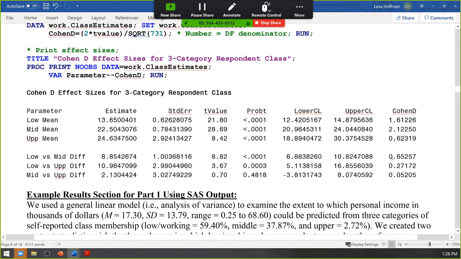The low group and the middle group are 0.6 standard deviations apart. The low group and the upper group are only 0.3 standard deviations apart. The reason that is a lot smaller is because of the instability in the upper group. It doesn't have a lot of people in it, so it's a lot noisier result. And the middle group and the upper group are only 0.05 standard deviations apart.